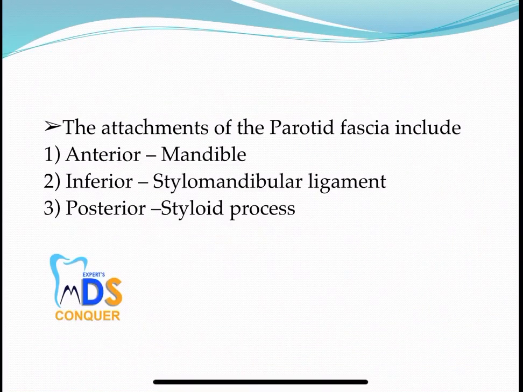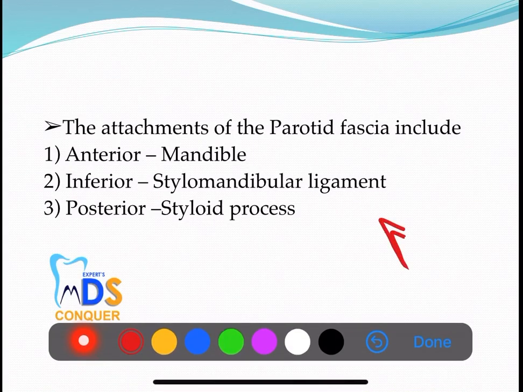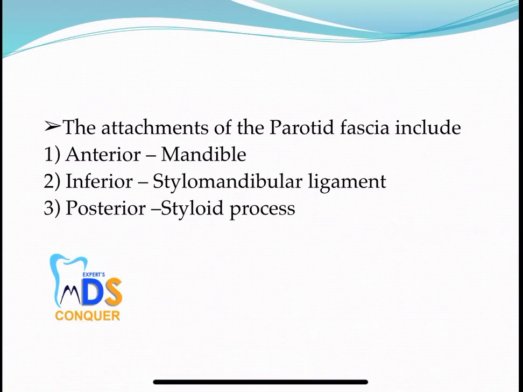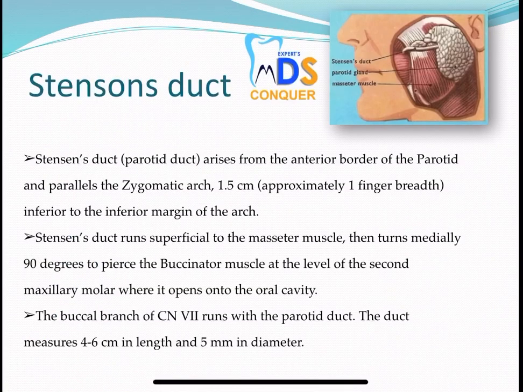Okay, and again the attachments of the parotid fascia include, anteriorly, the mandible, inferiorly the stylomandibular ligament, and posteriorly the styloid process. So if you can write related to the fascia, it's very fetching. Okay, so next coming to the duct.